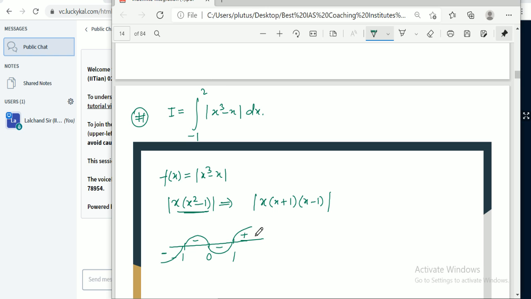So there will be some point here that is 2. Okay. So the first interval will be minus 1 to 0. So here this is positive. Okay, so we can open this mod without any sign.